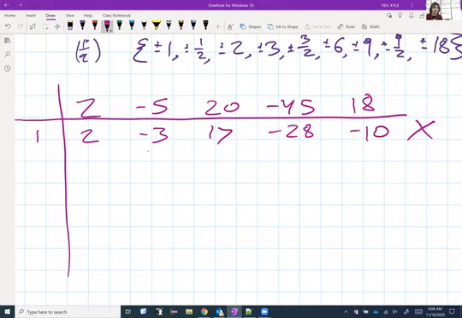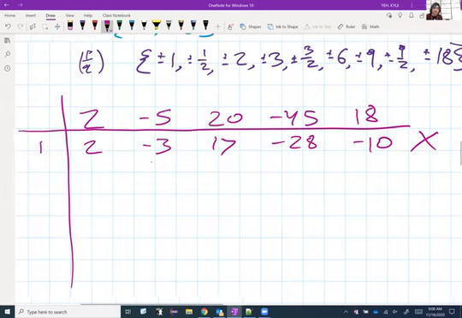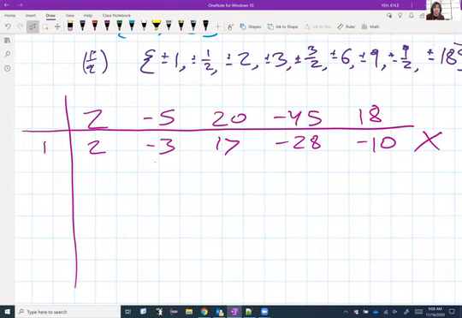What else should we plug in? I would vote, I said keep it easy. I wouldn't do that 1/2. I would do either -1 or +2. I like positive numbers personally. I'll try plugging in 2, and we can use this same table for the same method.